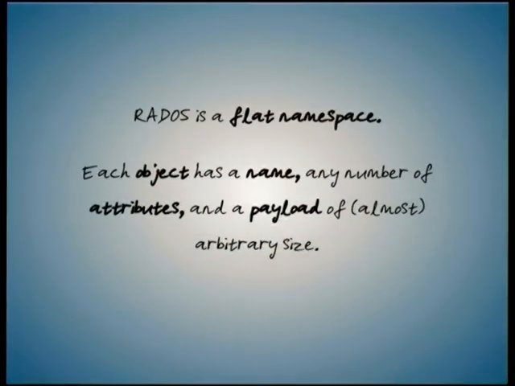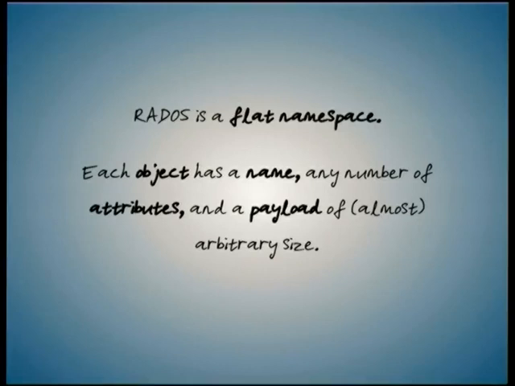So, RADOS is a completely flat namespace. That means we don't have anything like a directory hierarchy or anything of that nature. It's completely flat. This is something that is very common to pretty much all object stores. And in RADOS, for each object, we have a name, an identifier. We have a payload or contents, which is pretty much arbitrary in size.